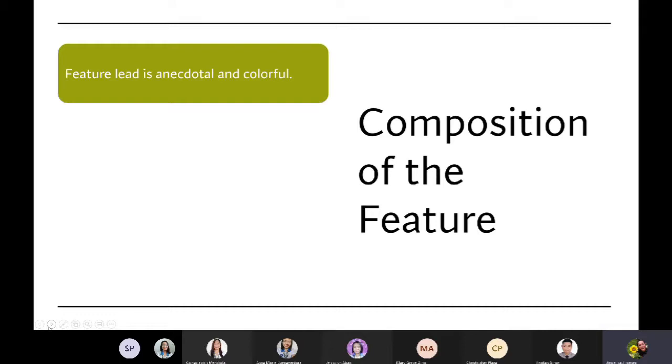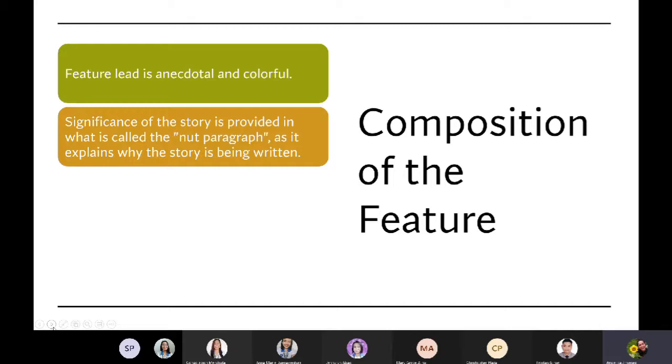Feature lead is anecdotal and colorful. Of course, you can narrate a story, and you can narrate it in a way that you can tell it in reverse. Or you can explore different structures on telling a story. And then, the significance of the story is provided in the nut paragraph.